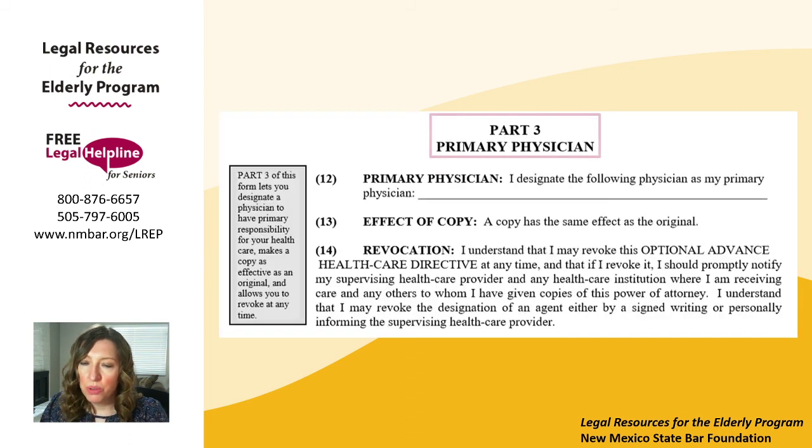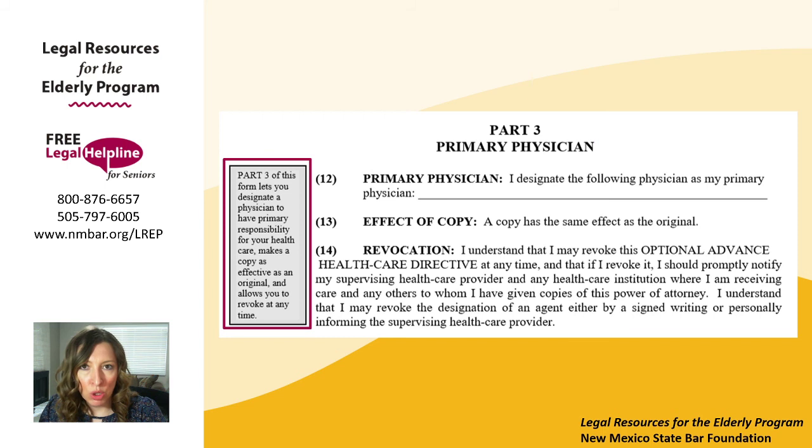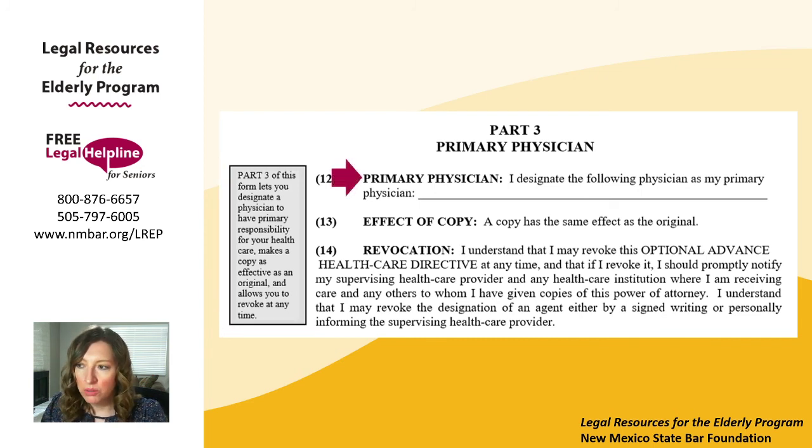Here in part 3, you can designate your primary physician. As always, the gray box on the left-hand side will provide additional written instructions to help you complete this form. So here in section 12, you can designate your primary physician, and you can do so on the line by putting information about your doctor. I recommend putting as much information as you can provide.